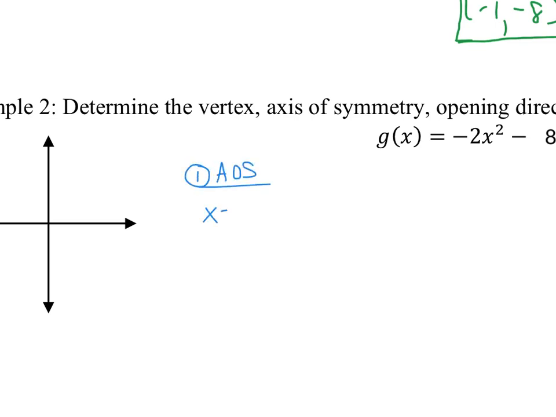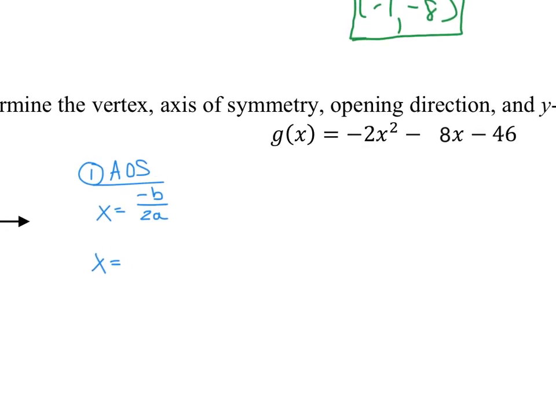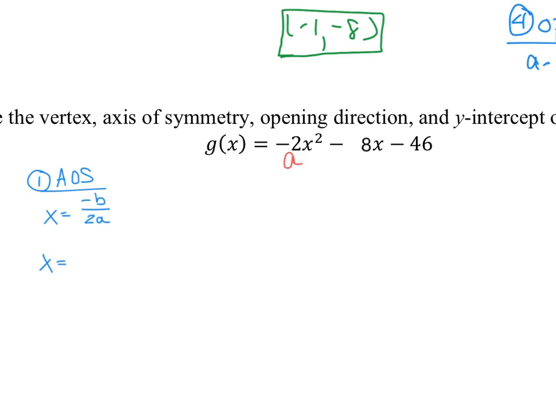And your formula for that is x equals -b over 2a. And again, you're not going to have to memorize this formula. I'm going to give it to you if you ever need it. So x equals, let's go label our pieces of our formula here. So -2x squared, so a is equal to -2. -8x, b is equal to -8. Minus 46, so c is equal to -46.